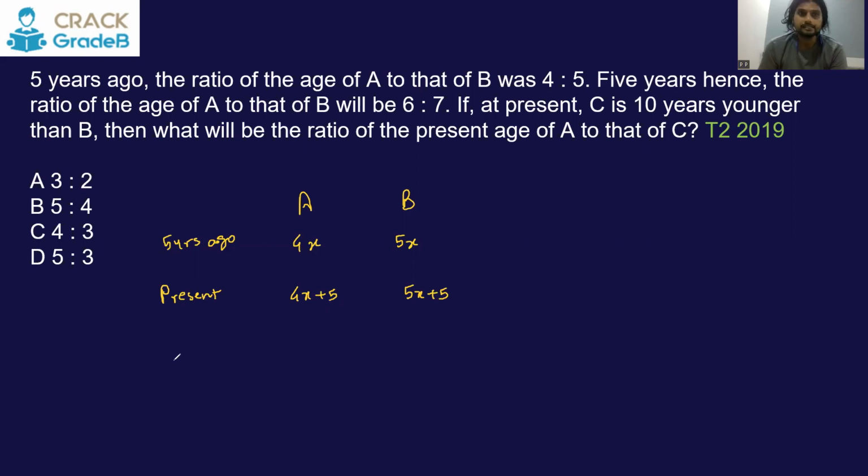Five years hence, they'll again increase by 5. So A will become 4x plus 10. B will become 5x plus 10. This is the scenario 5 years hence. At that time, the ratio between these two is going to be 6 to 7. Again, doing cross multiplication, we'll get 28x plus 70 is equal to 35x plus 60.